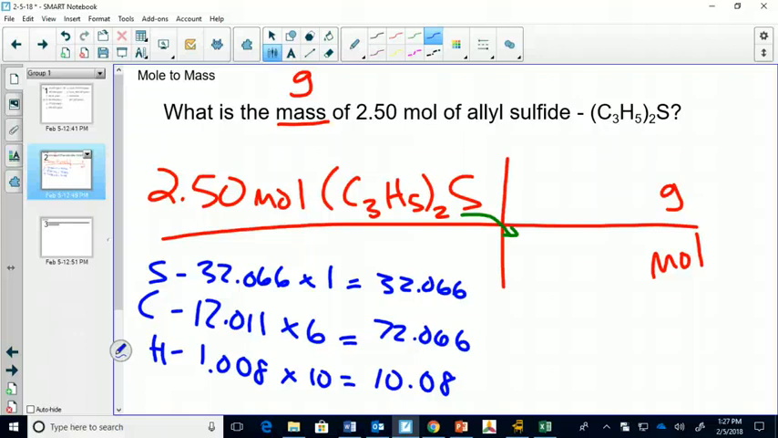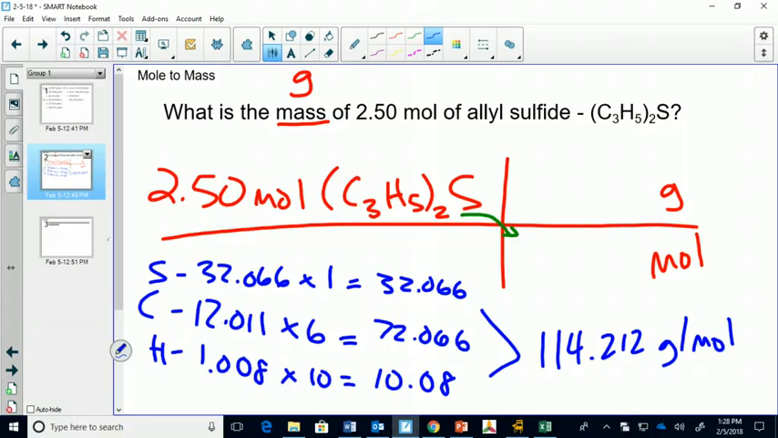And what do I do with these then? I simply add them together. And so what do I get as my total? Looks like 114 and change. 114.212. And that's grams per mole. Are we good? I simply took the molar mass of each element in the compound and added them together. This is what we learned on Friday. If that's a little bit sketchy for you, check out the video. It's literally 5 minutes from Friday.